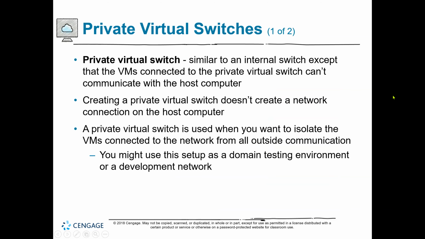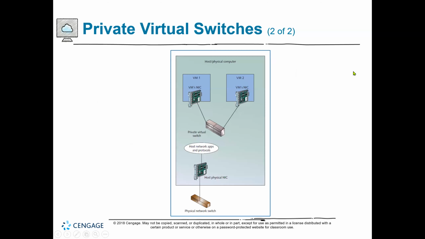Private virtual switches. These are similar to an internal switch, except that the VM connected to the private virtual switch can't communicate with the host computer. Creating a private virtual switch doesn't create a network connection on the host computer. A private virtual switch is used when you want to isolate the VM connected to the network from all outside communications. You might use this setup as a domain testing environment or a development network. In fact, usually that's what I see it set up for.